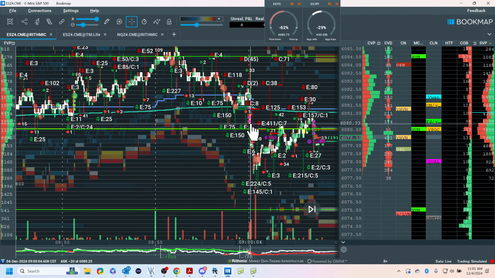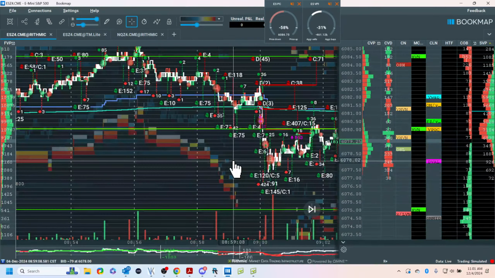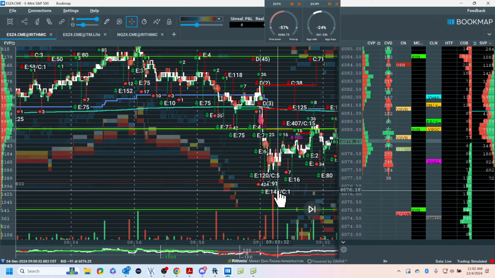So I see my absorption again here. This is the buyers. I come out and I take my opening swing low. What's under here? Sell stops. 424 sell stops. This is a stop and iceberg detector.